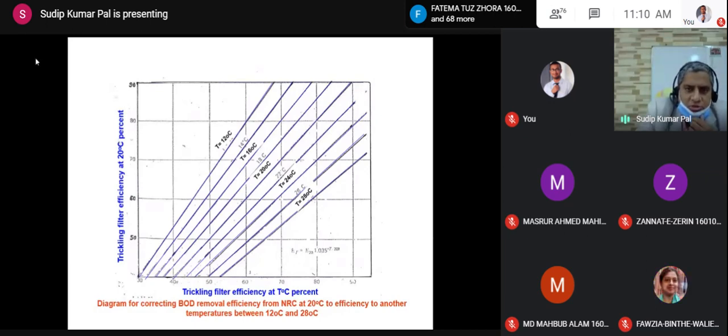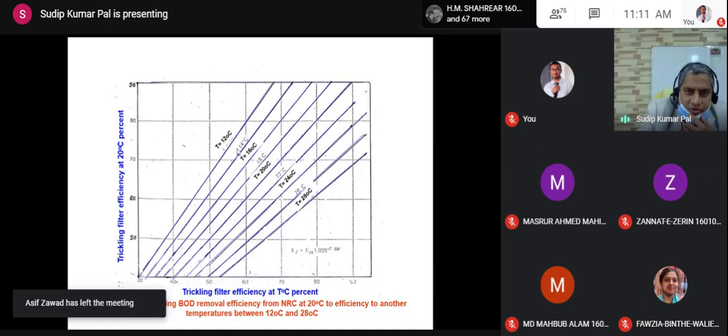Okay, so this depends on the temperature, as you can see. Degree Celsius. Okay, so don't be confused with this. I think this is 16 degree, this is 12 degree. So sometimes I read also like 120. So it's 12 degree, 14, 16, 20, 24, 28, something like that.